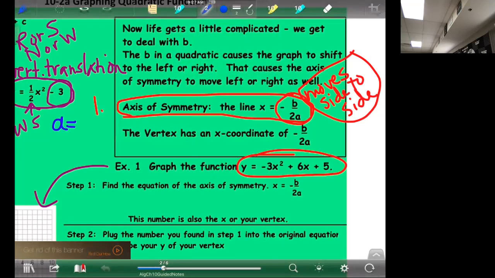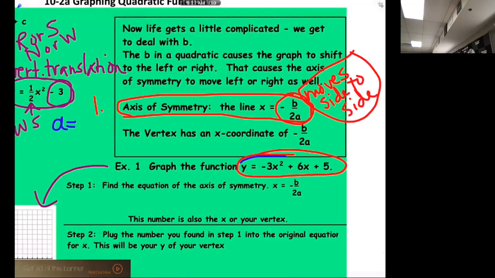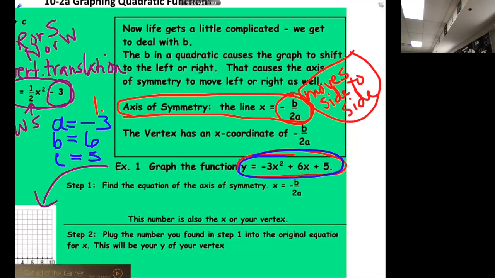What is the A in this equation right here? Negative 3x squared. We just take the coefficient, so it's just negative 3. What is the B? And what is the C? Does everybody see where the ABCs came from? The A is the coefficient of the x squared, the B is the coefficient of the x, and the C is the constant.